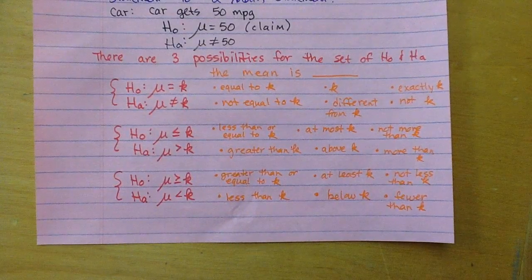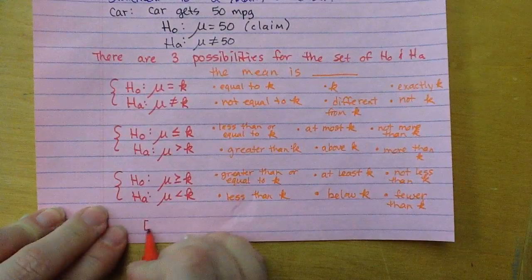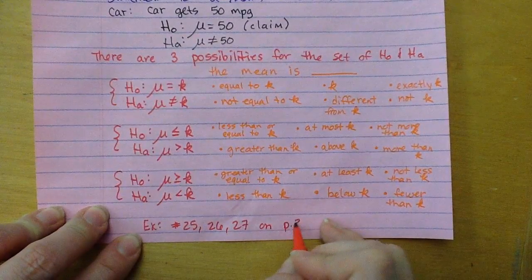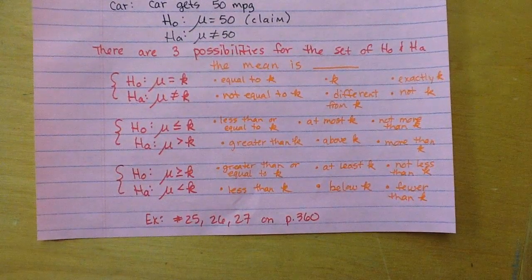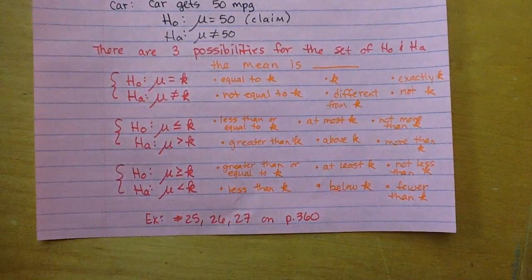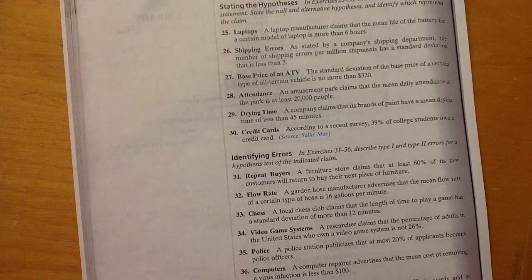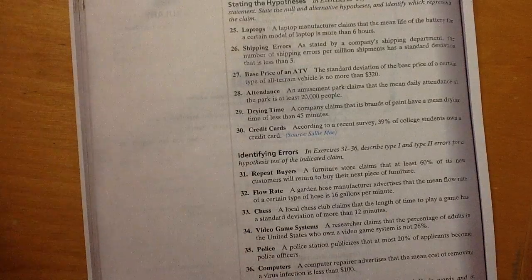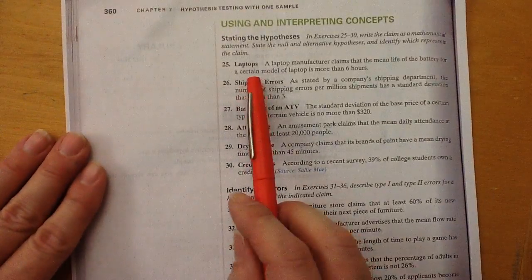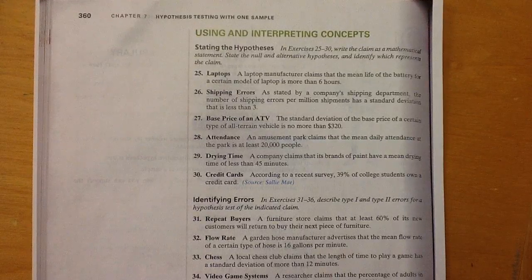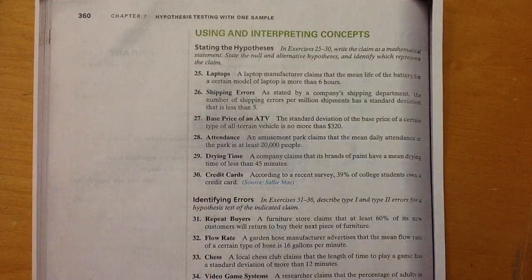We're going to look at some examples. We're going to do numbers 25, 26, and 27 on page 360. On number 25, we're going to write the claim as a mathematical statement. We're going to decide which one is h sub 0, which one is h sub a, and state which one is the claim. So 25.